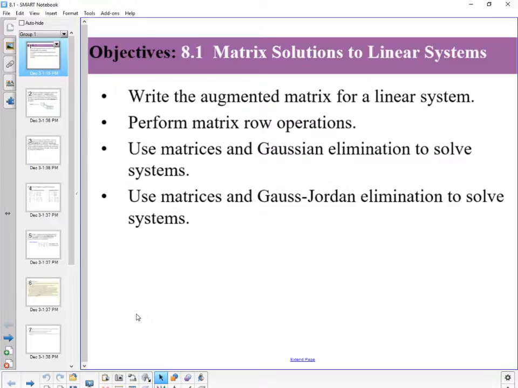There's going to be a couple of different ways. I'll show you by hand. There's also ways to do the work with your calculator, so the calculator will do the monotonous stuff. Let's get started with the first objective, the augmented matrix. That sounds fancy, but it's not fancy at all. Then we'll do some row operations, and there are only really 3 row operations you can perform. And then we'll do some Gaussian elimination and some Gauss-Jordan elimination.